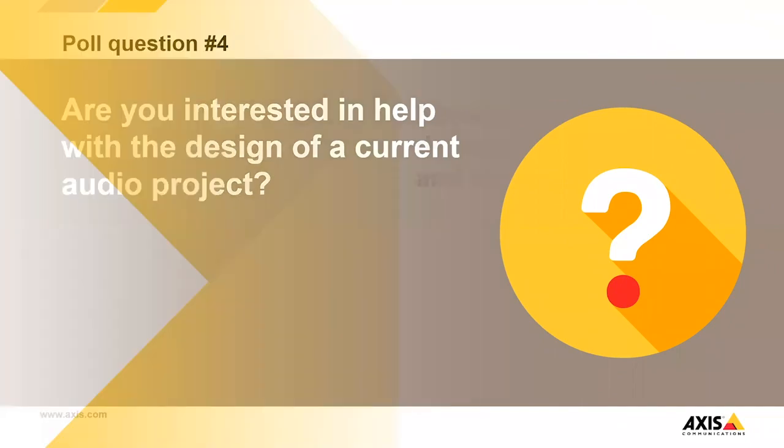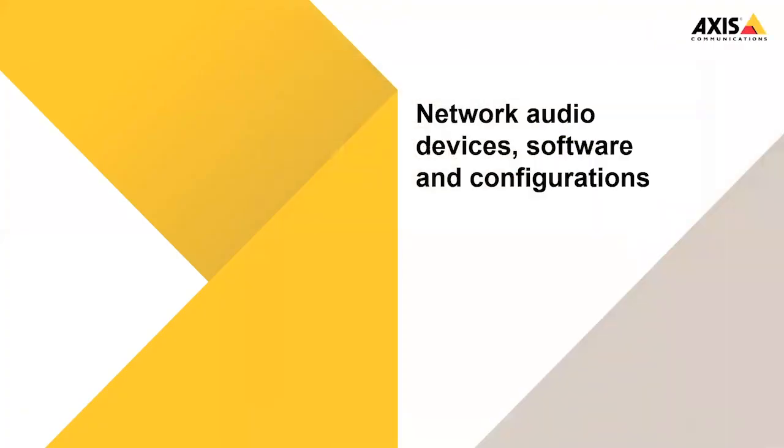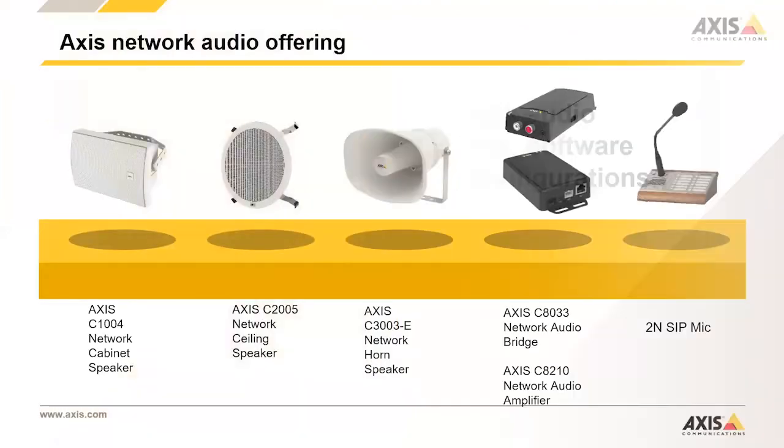Go ahead, Chris. Okay, so let's talk about network audio devices, some of the software and configurations. The products that you see here are the Access Audio Network offering. You've got the C1004 cabinet speaker. On the left-hand side, your traditional 8-inch ceiling speaker. Next to that, your re-entrant horn.